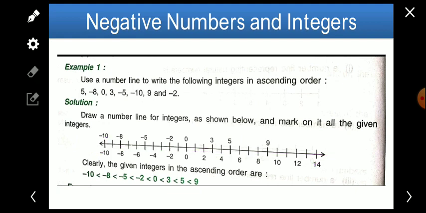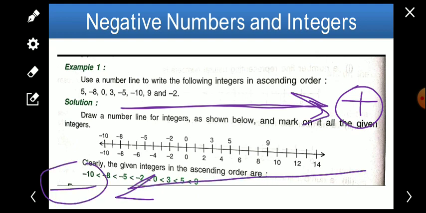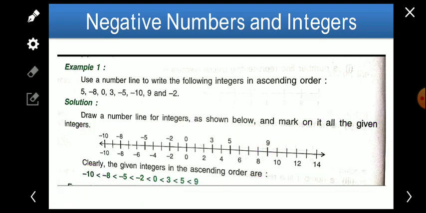Once again I repeat that if we go from left to right, then the value increases, so we can write in the ascending order simply. If we go from right to left, then the value decreases. So if we have to arrange the numbers in the decreasing order, then we would start from 9 and go to the left side, and it will be in the decreasing order.